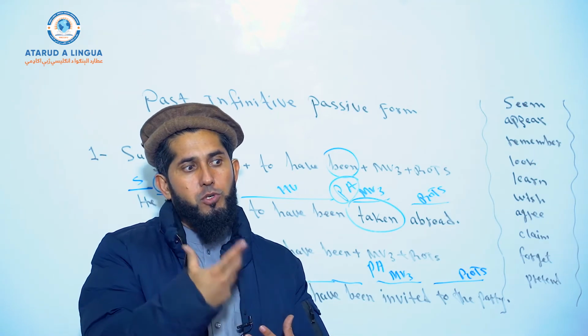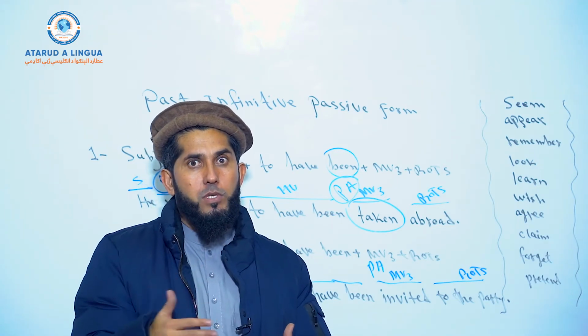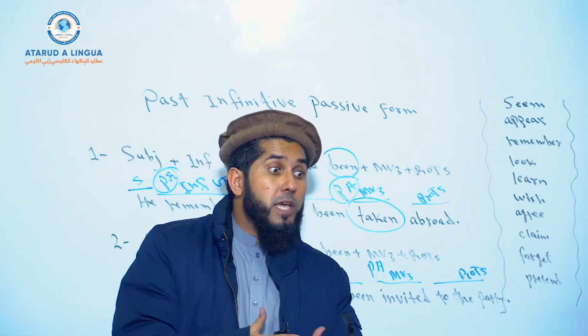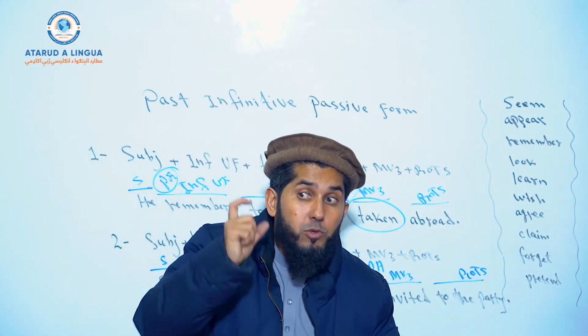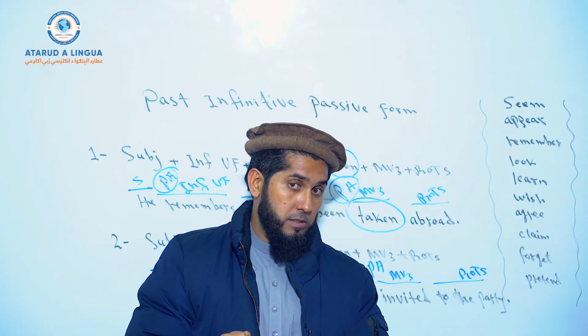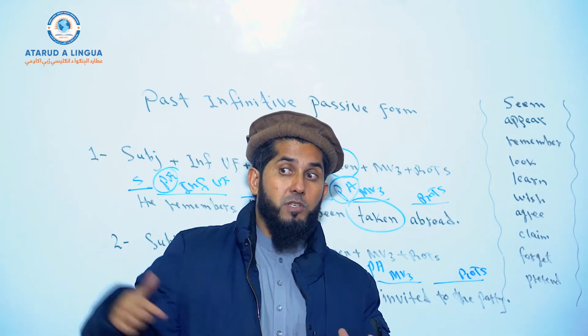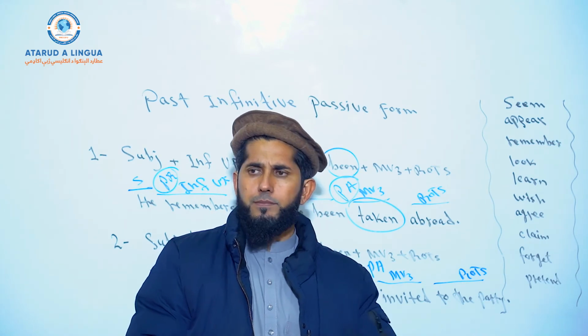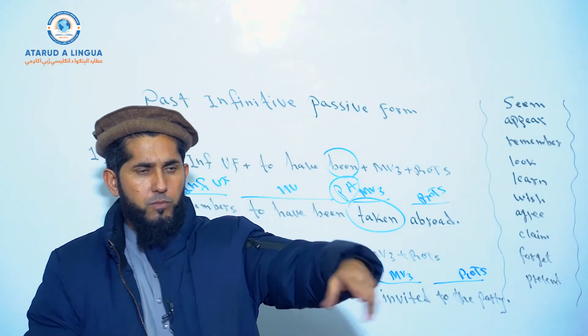And next, something should have happened to the subject of the sentence. The subject should not be the doer of the action. Even if you say he remembers to have gone, I mean, no, it doesn't make sense. Okay, you can say he remembers to have been sent to the United States. So now it is passive form because he was sent by somebody. Got it? So make more examples.